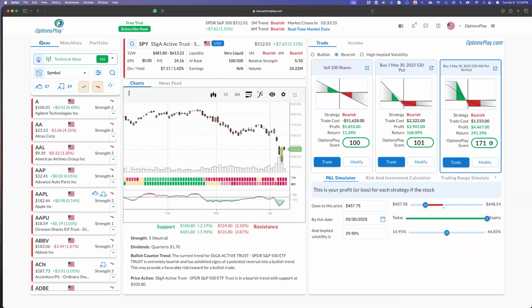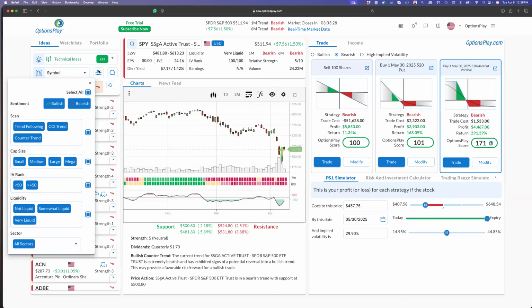So the first thing you do is, when you go to the ideas platform, I think the easiest thing to do is just filter the trade ideas. Now, in this type of market environment, the most important thing really is to trade something that's very liquid. You don't want to trade something that's not liquid in this type of market environment. Otherwise, you're going to have a tough time getting in and out. So something that's either very liquid or somewhat liquid is a good starting point.